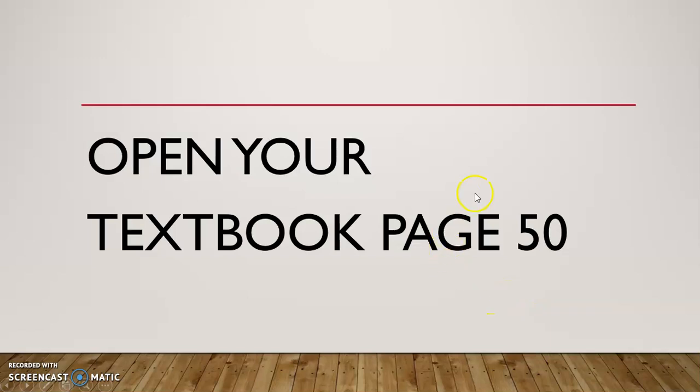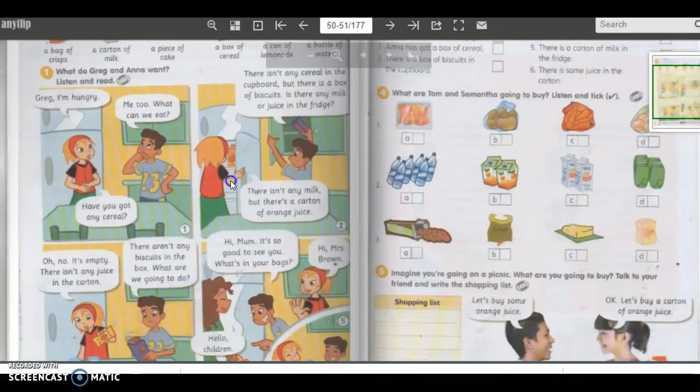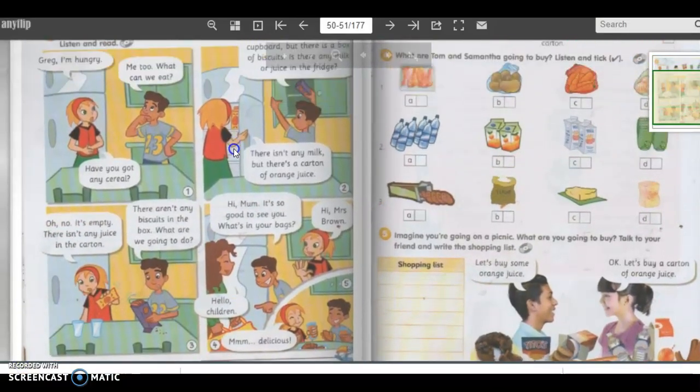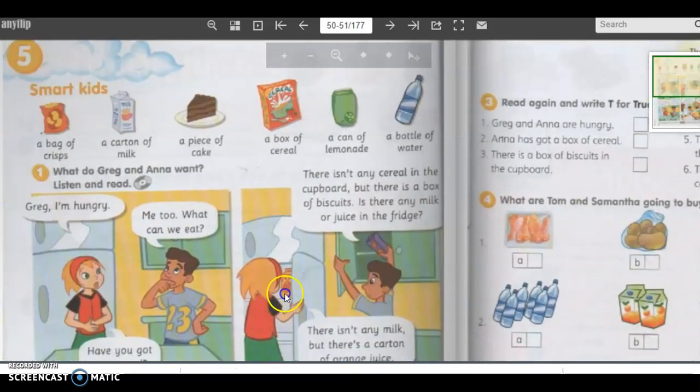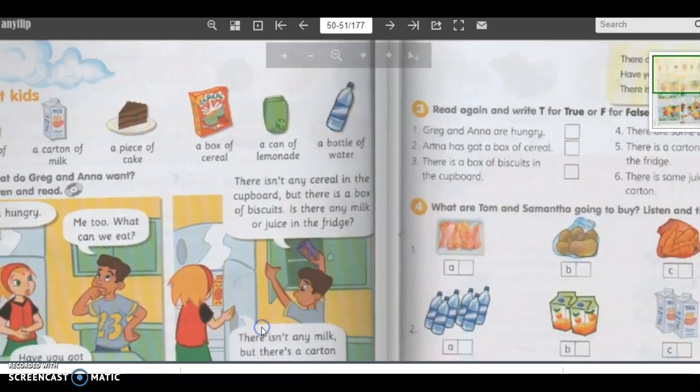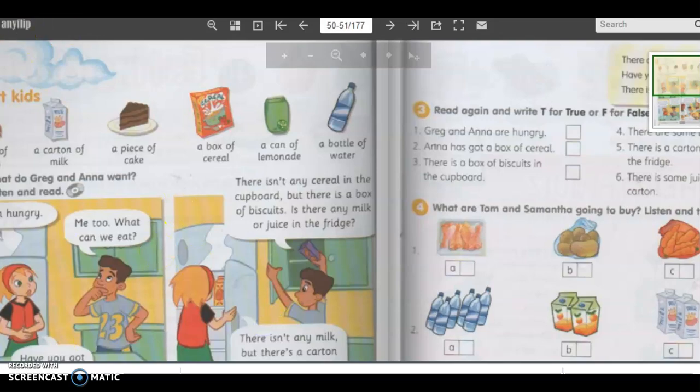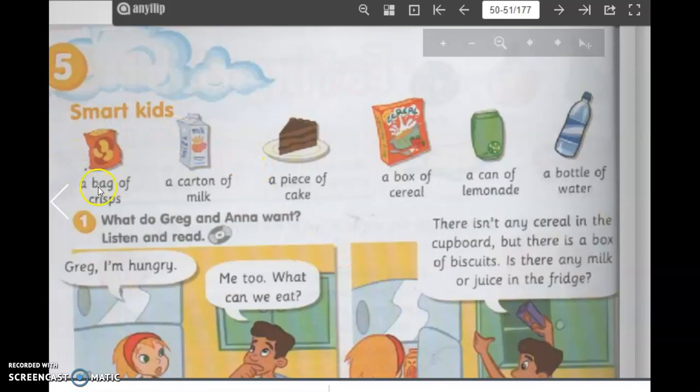Now you have to open your textbook page 50. Open your textbook page 50 first. Okay, so this is your textbook page 50. Let's look at, tengok the vocab here. Tengok vocab kat sini. Okay, so these are the vocabs that you will learn for today.